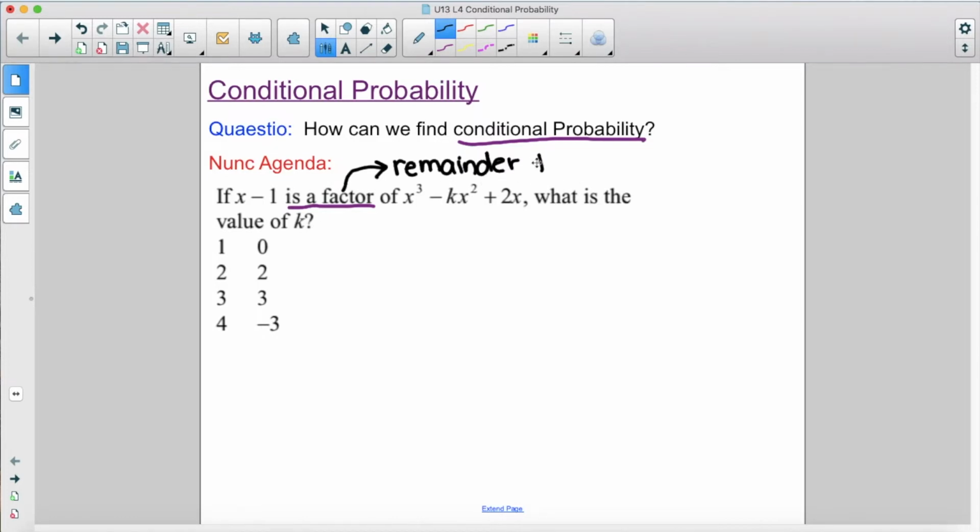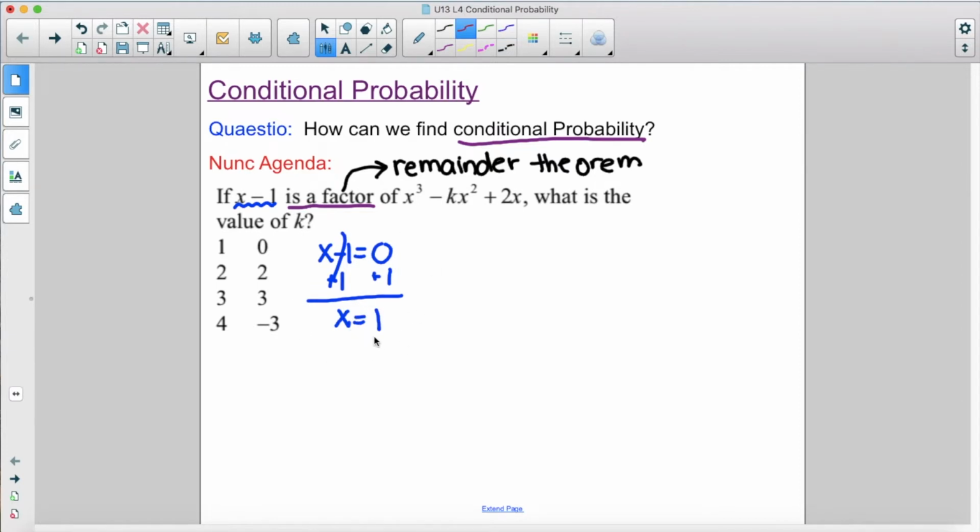So, remainder theorem. Okay? So, for the remainder theorem, your first step was to take your binomial, so x minus 1, and set it equal to 0. So then we solve. We add 1 on both sides, and we get x equals 1. So that was step 1.